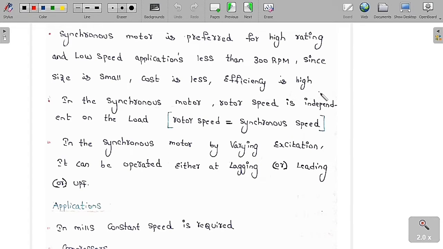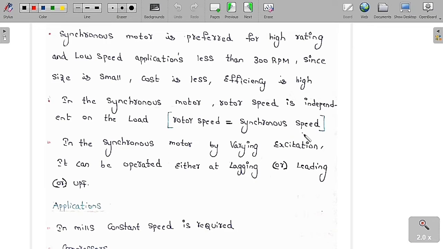In a synchronous motor, the rotor speed is independent of the load. I have already told this important point. The rotor speed is always equal to synchronous speed. Whereas in the induction motor, as the load increases, the rotor speed decreases.